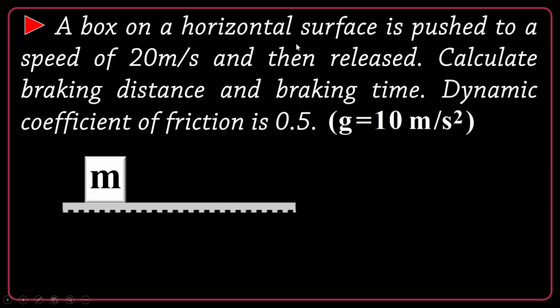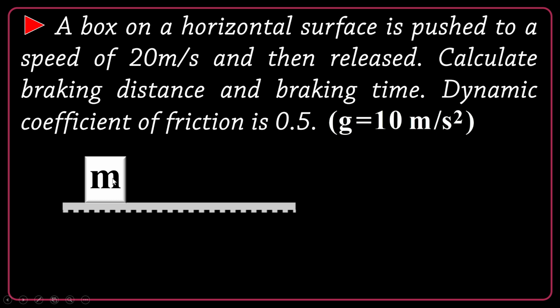A box on a horizontal surface is pushed to a speed of 20 meters per second and then released. Calculate the braking distance and the braking time. Dynamic coefficient of friction is 0.5 and g is given to be 10.